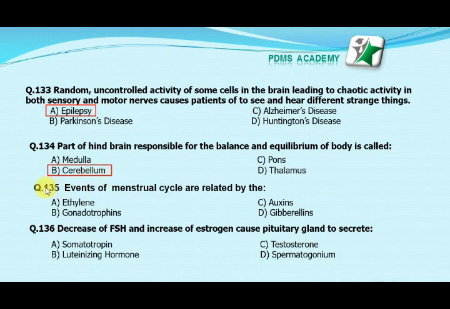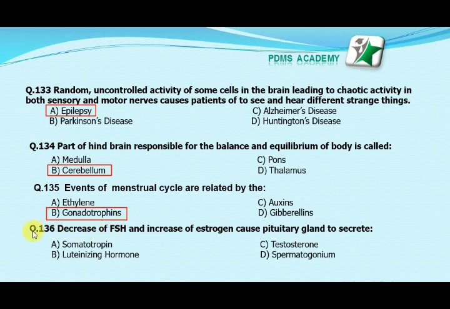Our next MCQ is: events of the menstrual cycle are related by. Option A, ethylene. Option B, gonadotrophins. Option C, auxins. Option D, gibberellins. Our correct answer is B, gonadotrophins.